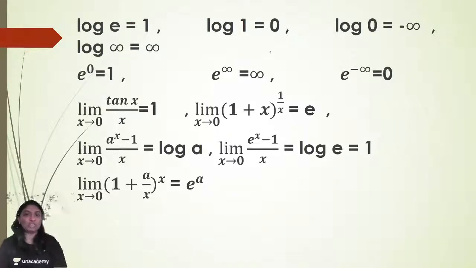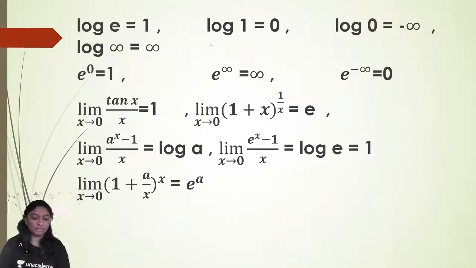The value of log 1 is equal to 0. Many times we will come across this while solving any example on indeterminate forms, so you have to remember this. Log e is equal to 1, log 1 is equal to 0, log 0 is equal to minus infinity, log infinity is equal to infinity, and e raised to 0 is equal to 1, e raised to infinity is equal to infinity, and e raised to minus infinity is 0.